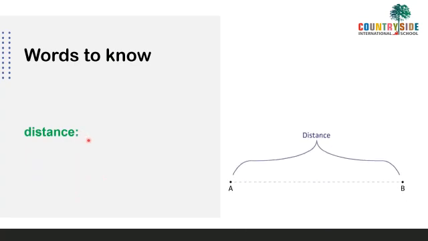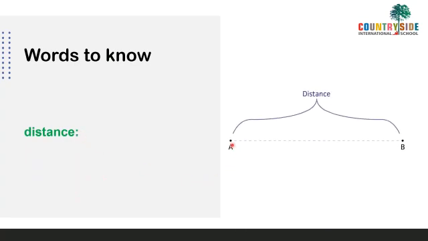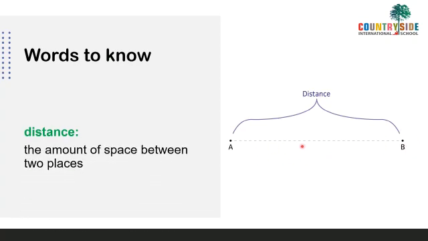Distance. What is distance? We talked about this is one place. This is the second place where we want to go. The distance which we travel from one place to another. The amount of space between two places. The space between the two places where we move around is called the distance.